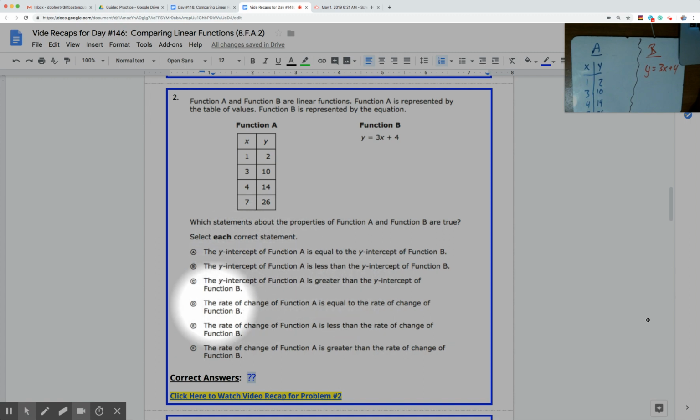And as I read through the answer choices, I also see we're going to have to look at the rate of change, or the slope, for each one. So I'm going to use the whiteboard to make sense of it. If I'm going to compare the y-intercepts and the slopes for function a and function b, the easiest thing to do is to come up with what is the y-intercept and what is the slope.